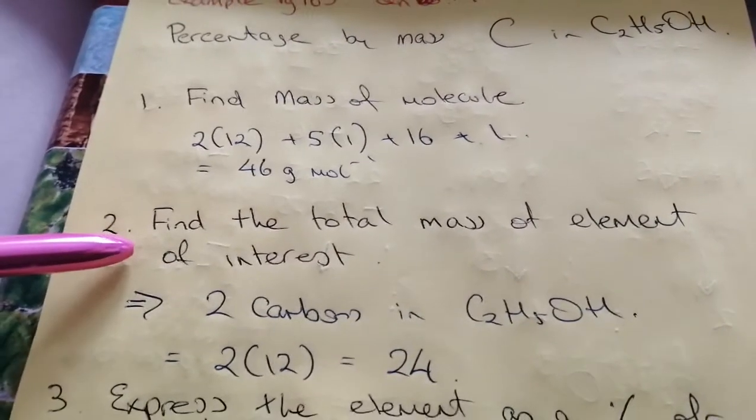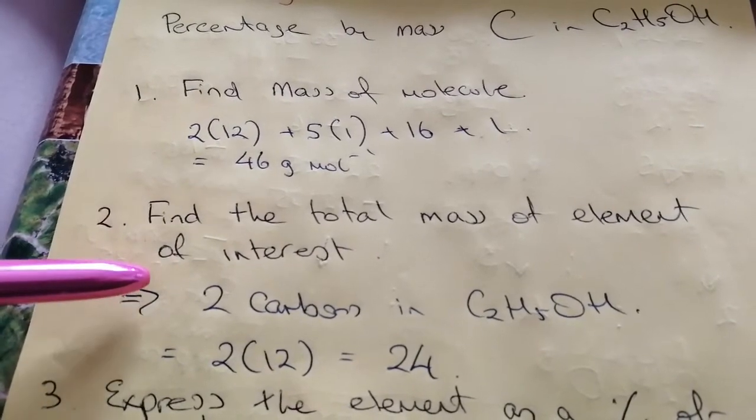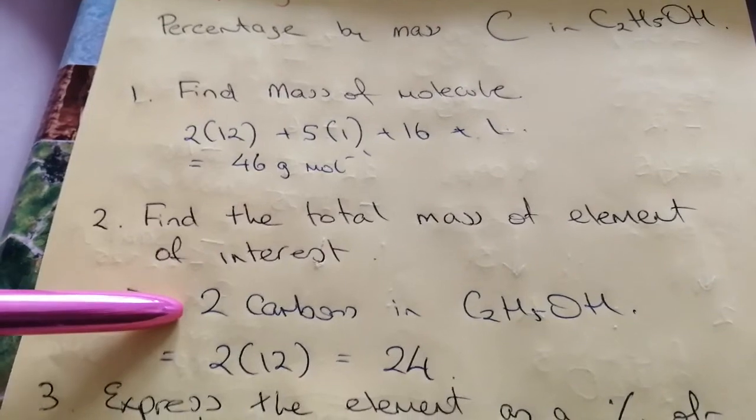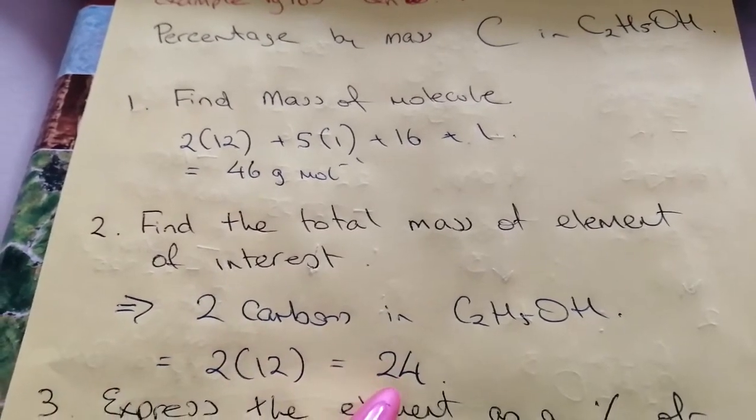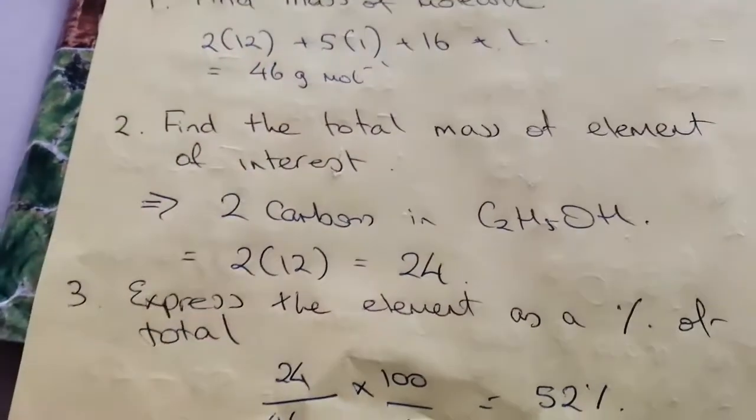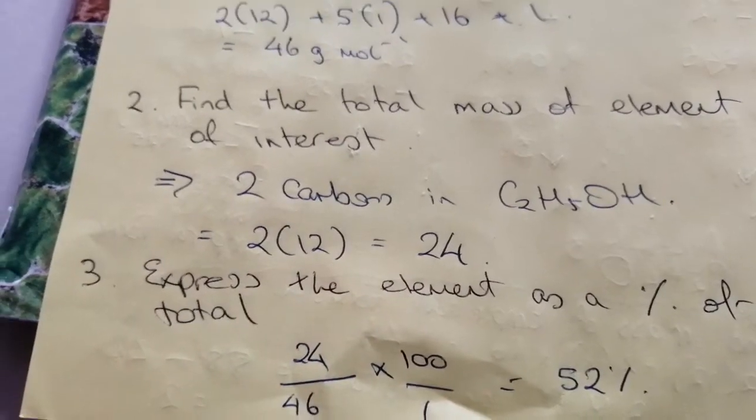You find the total mass of the element in question. In our case here, there's 2 carbons in ethanol. So that means the total mass of carbon in the molecule is 24. And then we express that as a percentage of that. And that's all I've done down here.